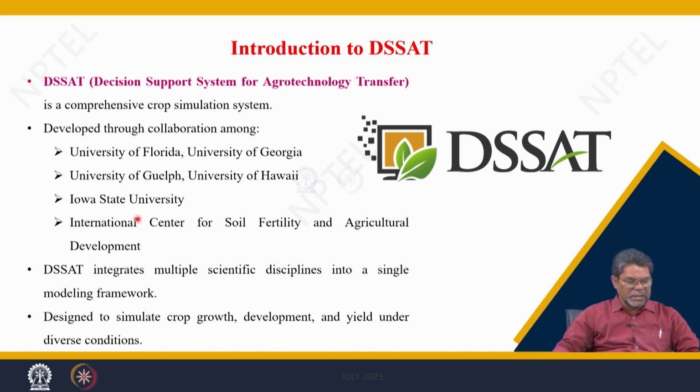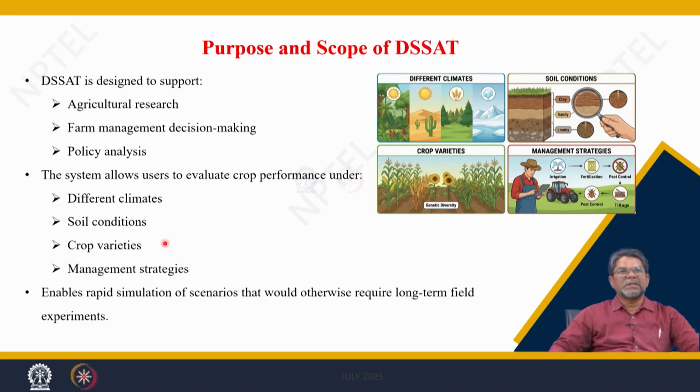DSSAT integrates multiple scientific disciplines into a single modeling framework, designed to simulate crop growth, development, and yield under diverse conditions. The scope of DSSAT is to support agricultural research, farm management, decision making, and policy analysis. The output of the model is based on the user's interest, what type of information you need. That helps in the decision making process, particularly policy analysis, the policy level decisions.